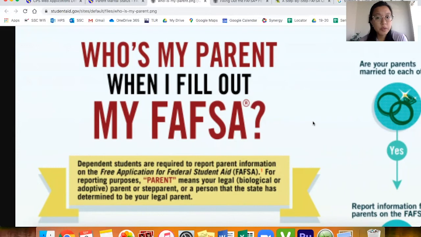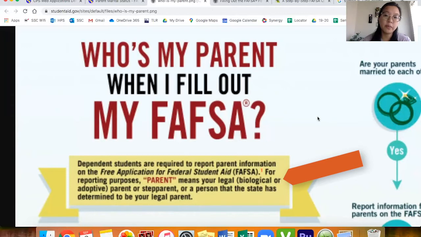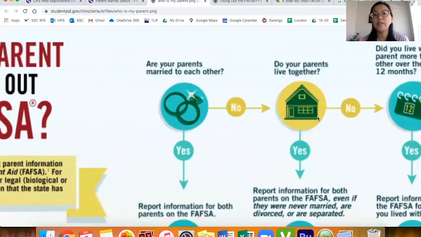So we are here with who's my parent when I fill out my FAFSA. Parent means your biological parent or your adoptive parent or your step parent. So this is different from before because it includes step parents now. It still does not include legal guardians who have not adopted you. So, first question, are your parents married to each other?